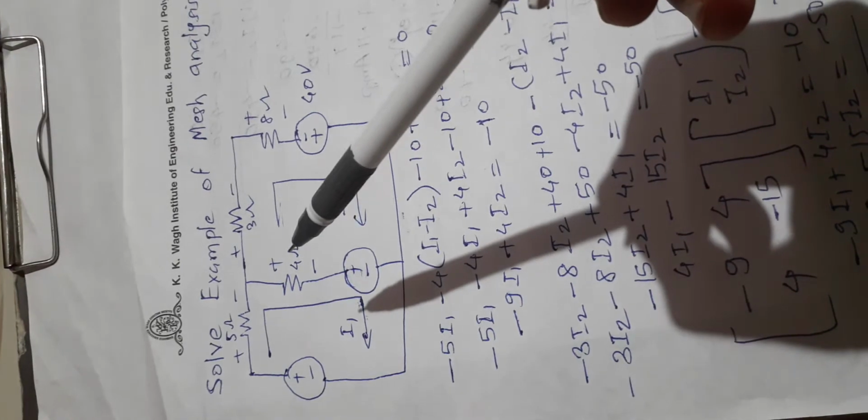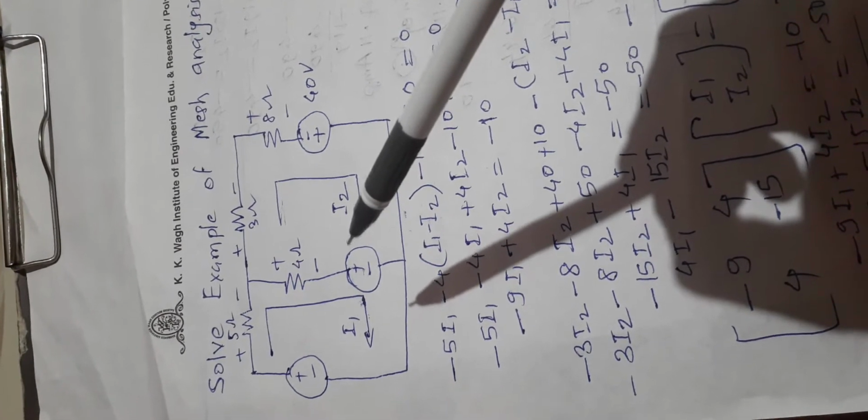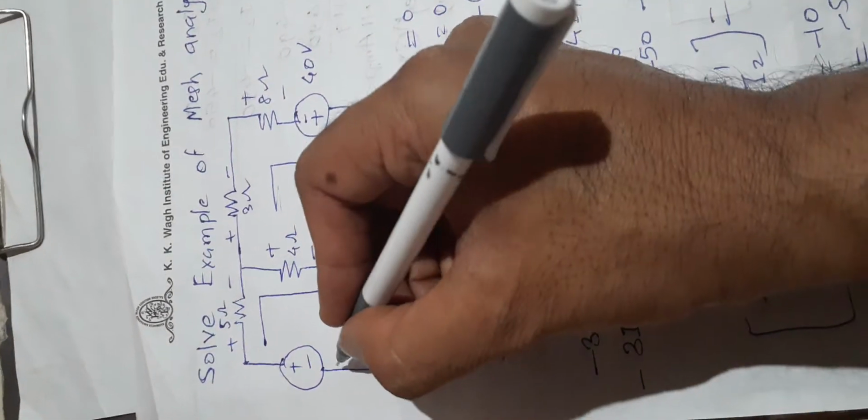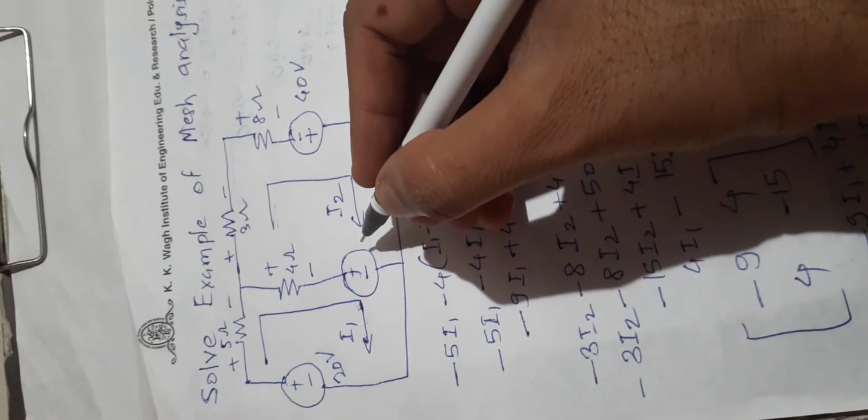Voltage sources of different values, 20 volts, 40 volts and 10 volts, are given.